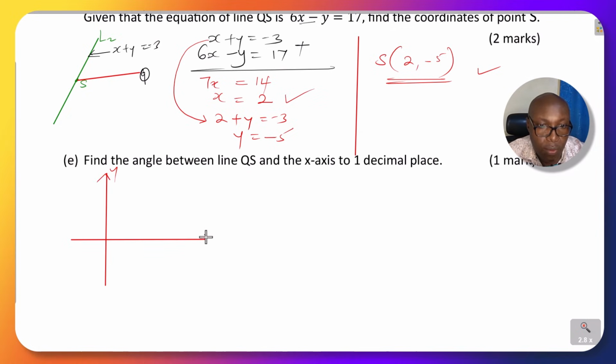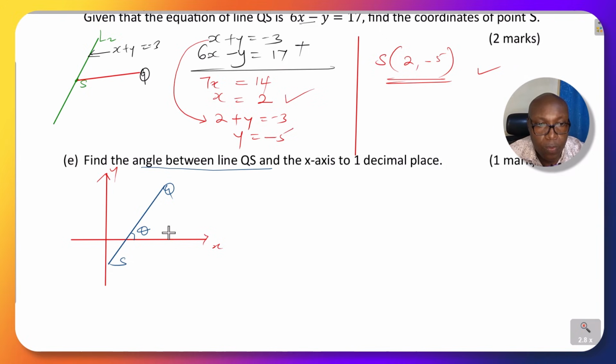So that is the y-axis, then the x-axis. Then we have this line. Assume that is the line. This is the line QS, and we want to get the angle between the line QS and the x-axis. We want to get that angle. So how do we get that angle?